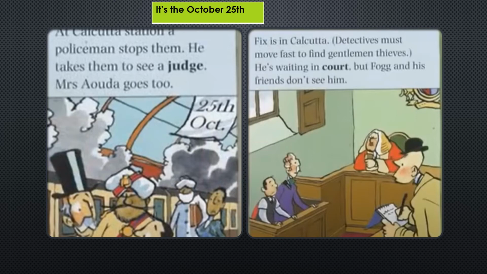Fix is in Calcutta. Fix is the detective, and the detective must move fast to find the gentleman thief, and all are waiting outside the court, but Fogg and his friends don't see him.